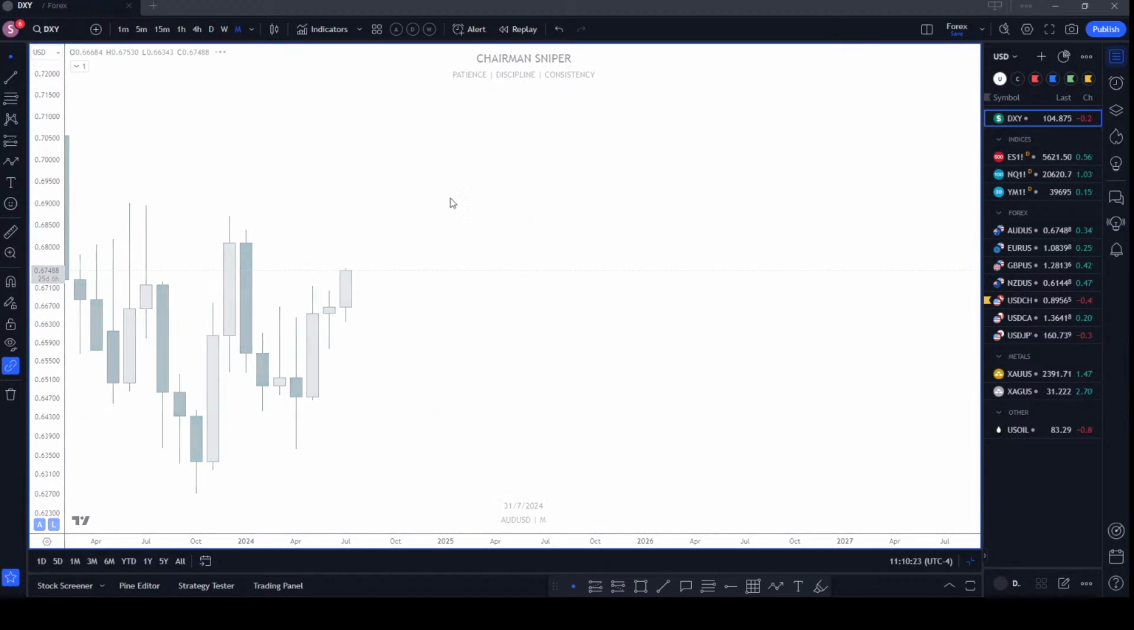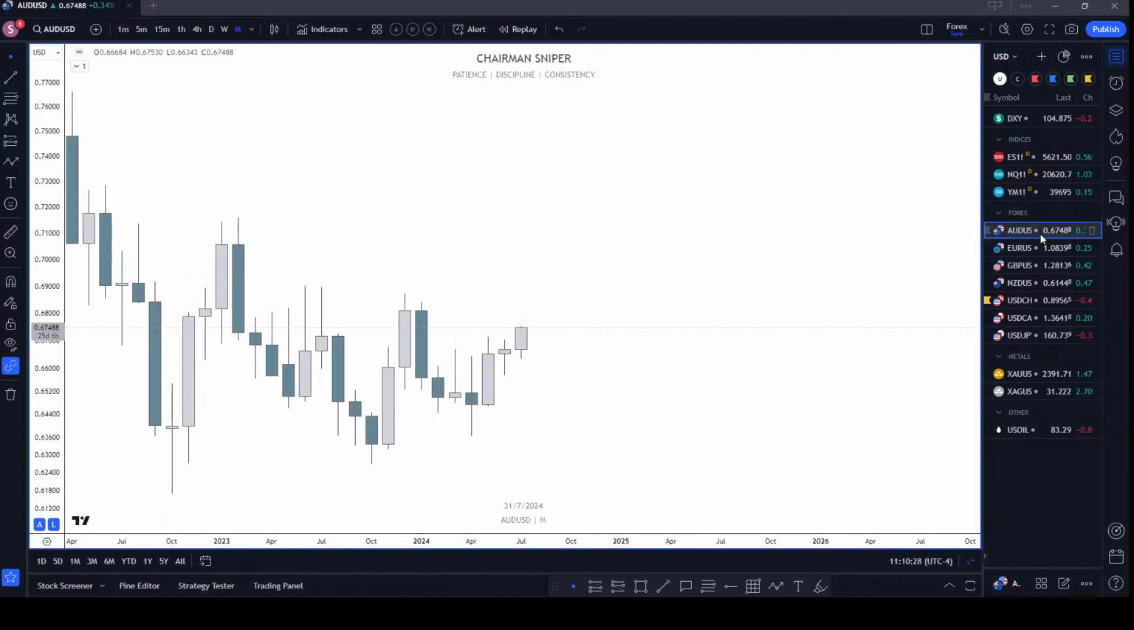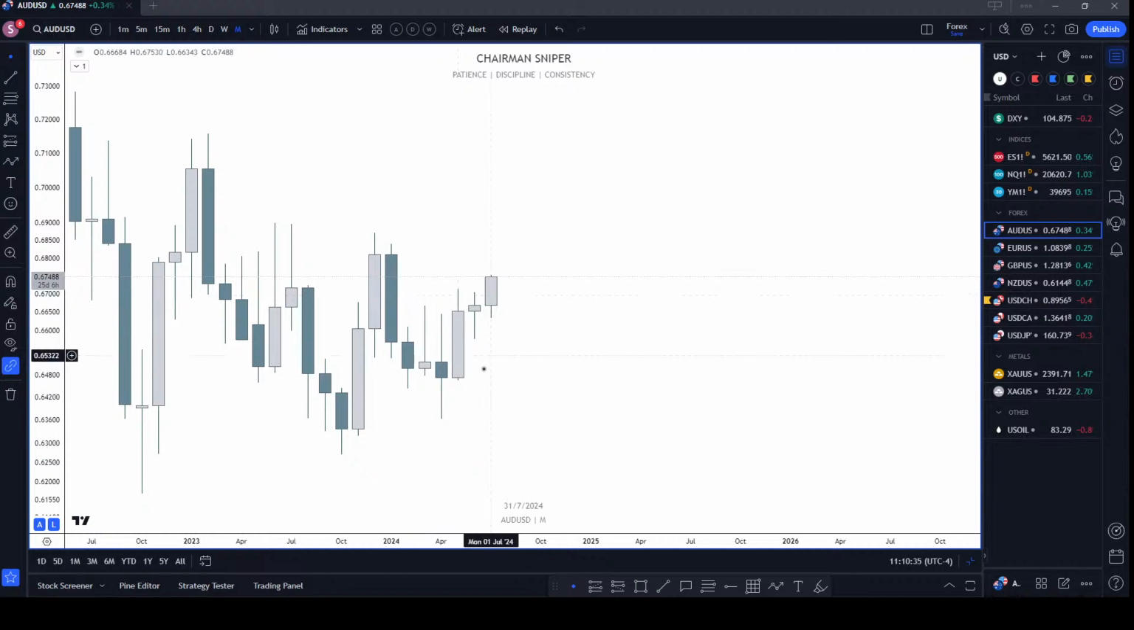On AU, if we're expecting lower prices on the DXY, we can expect higher prices on the USD pairs, on XXX USD, and we would expect that these three pairs actually go lower. So AU has been going high. It's been one of the stronger USD pairs when we reacted to the DXY.